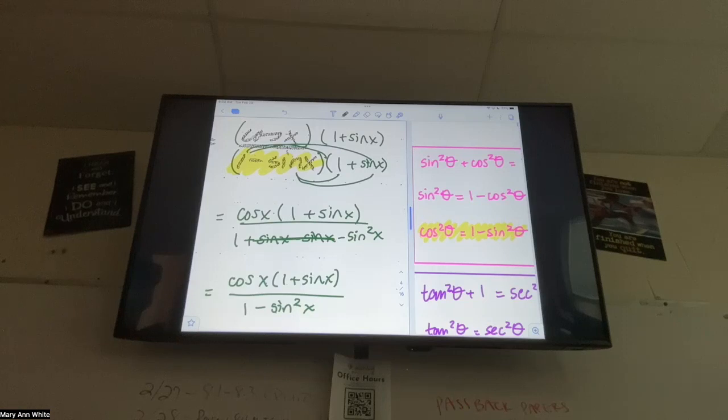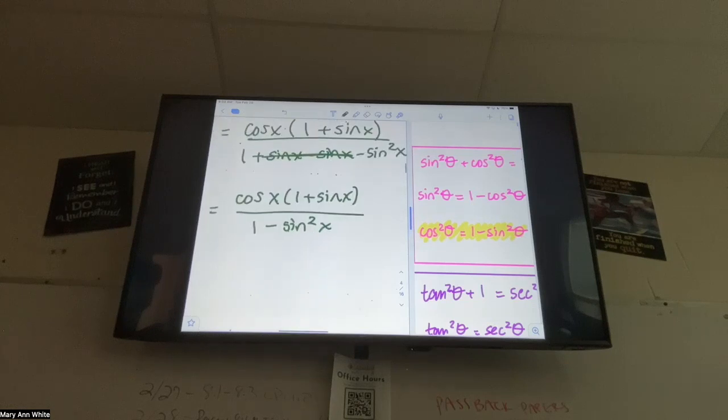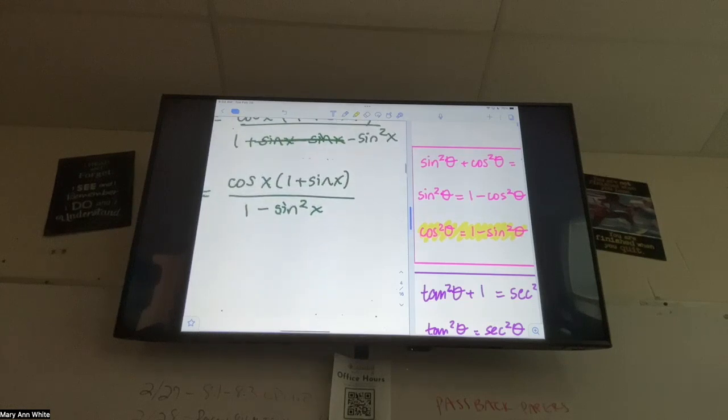Now I told you we were kind of leading our way here, right? What is 1 minus sine squared the same thing as? Cosine squared. Good. So I can replace that whole denominator with cosine squared.